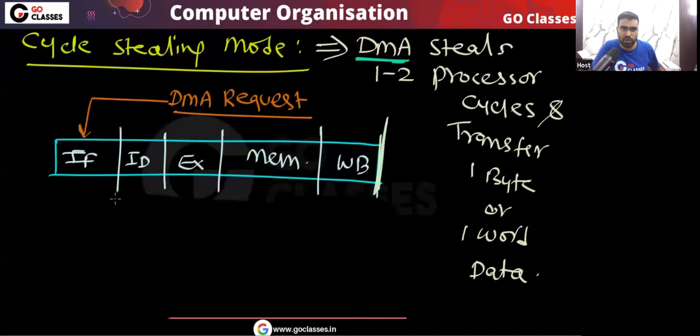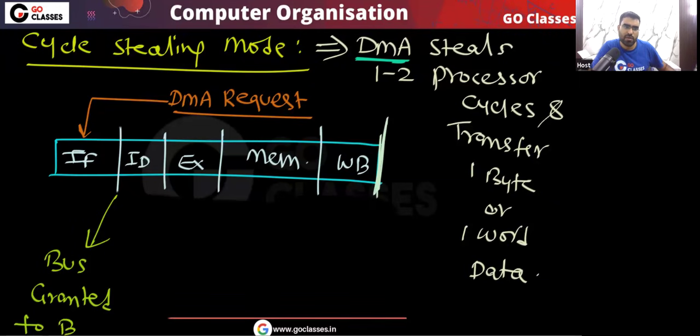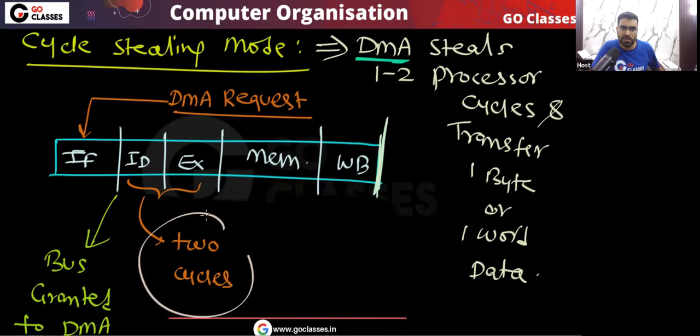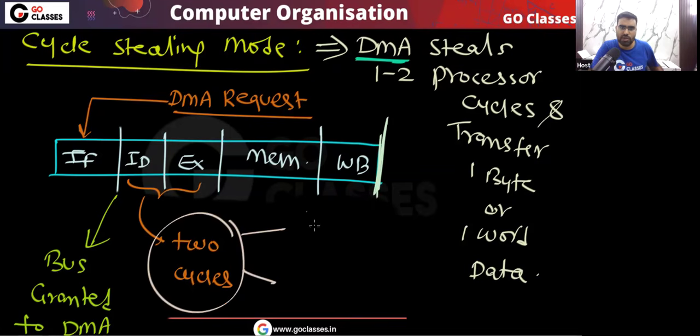Now, at this point, remember what will happen? Here the DMA request will be granted, yes or no? Bus granted to DMA. Okay, so here bus will be granted to the DMA. Now you tell me quickly, in the next two cycles, these are the two cycles. Now tell me, in these two cycles, what DMA is doing and what CPU is doing.